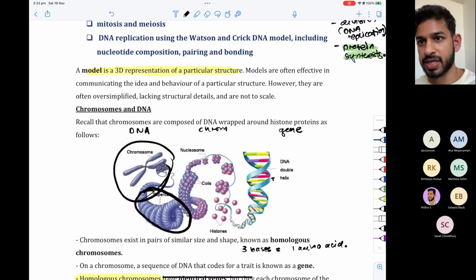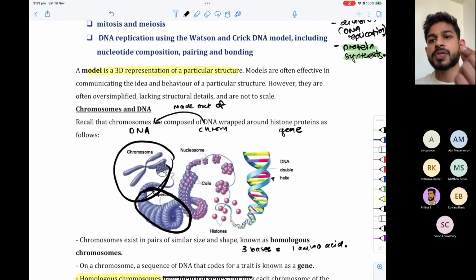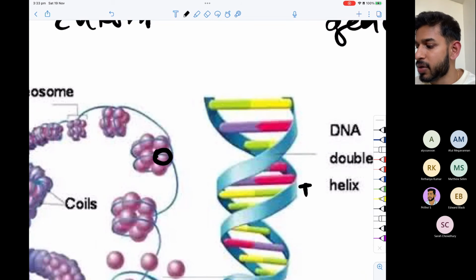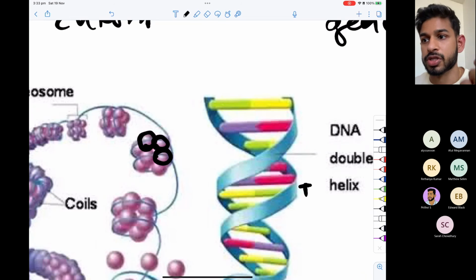Chromosomes are made out of DNA. That's the first thing you need to understand. But chromosomes are made out of DNA plus these ball-like structures. Ed, what are these ball-like structures that also contribute to the structure of a chromosome but are not DNA?